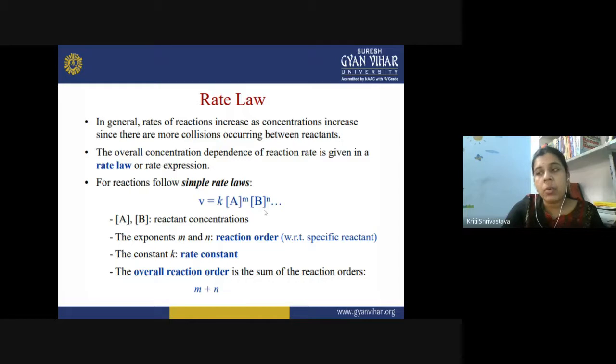We have seen how the stoichiometry of a balanced chemical equation governs the rate law. Here, A and B in the square brackets represent the concentration of reactants, and the exponents m and n, like I told you, are the reaction order with respect to a specific reactant, and the constant k is the rate constant. Now the overall reaction order is the sum of the reaction orders, that is m plus n. When you add the two quantities m and n, you get the order of the reaction.